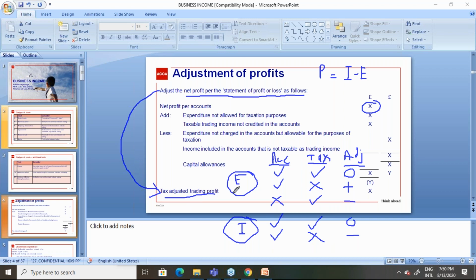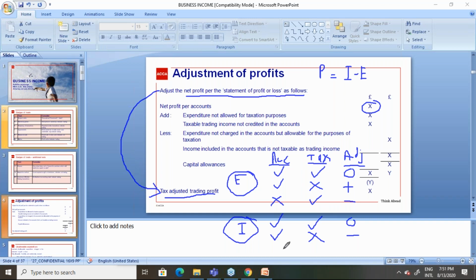Rent income will be taxed under the heading property income. Interest income will be taxed under the heading savings income. Dividend will be treated under dividend income. Those incomes we cannot include under tax adjusted trading profit, though we have included them when calculating the accounting profit. So you need to reverse those items by deducting them.